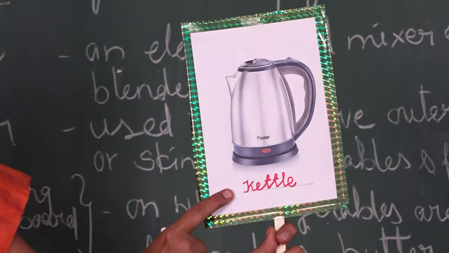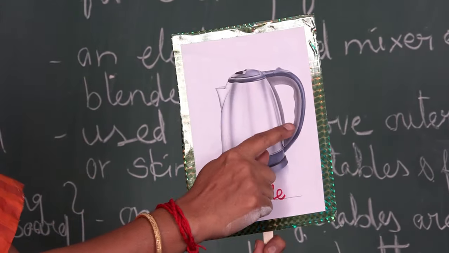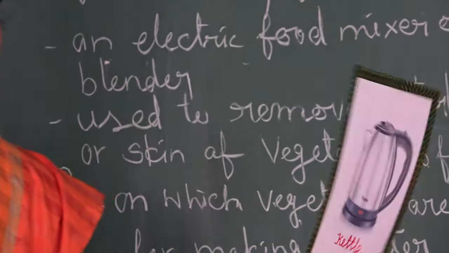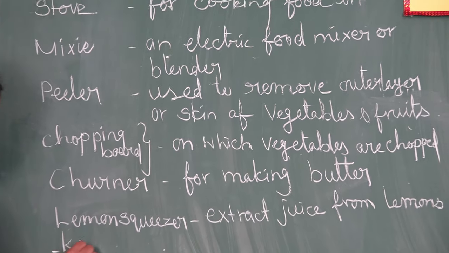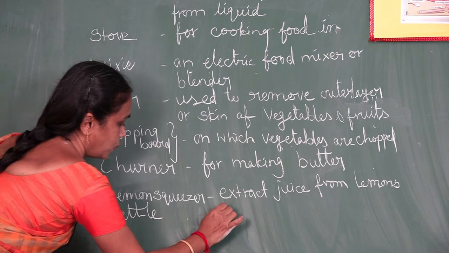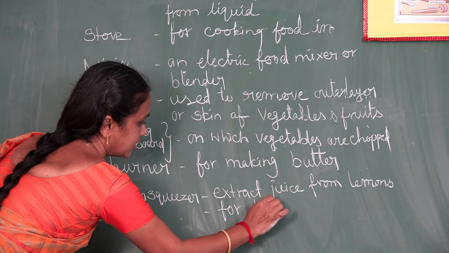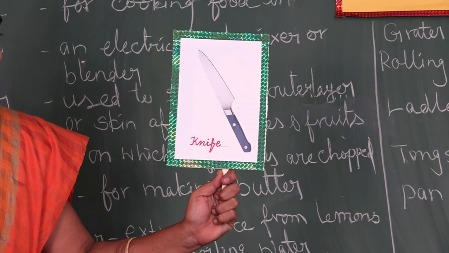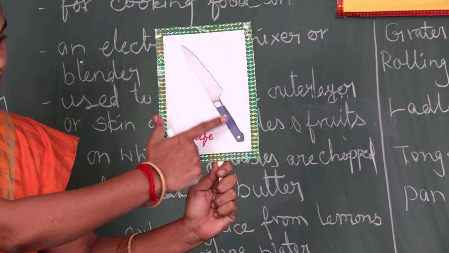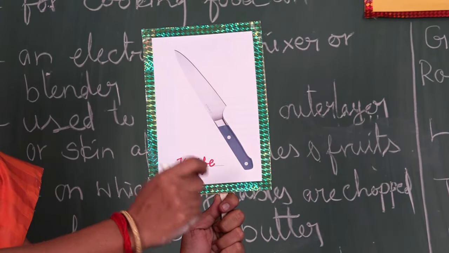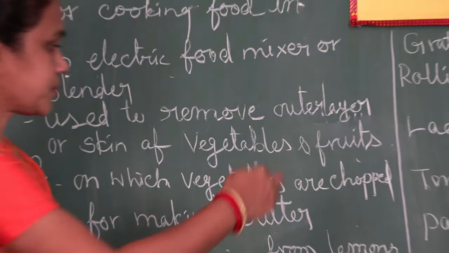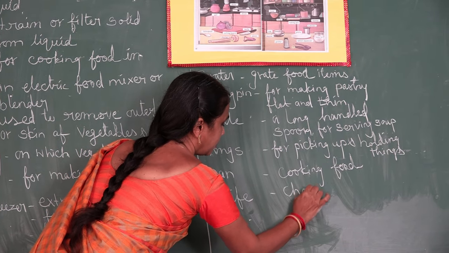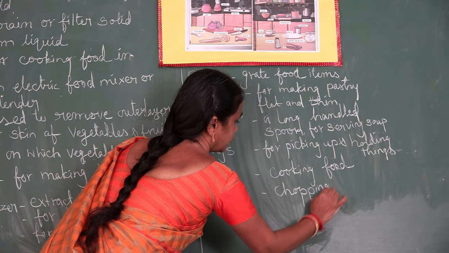Kettle is a container with a lid, handle and spout, used for boiling water. Kettle for boiling water. Knife, a sharp metal blade with a handle, used for chopping vegetables and fruits. Knife, chopping vegetables.